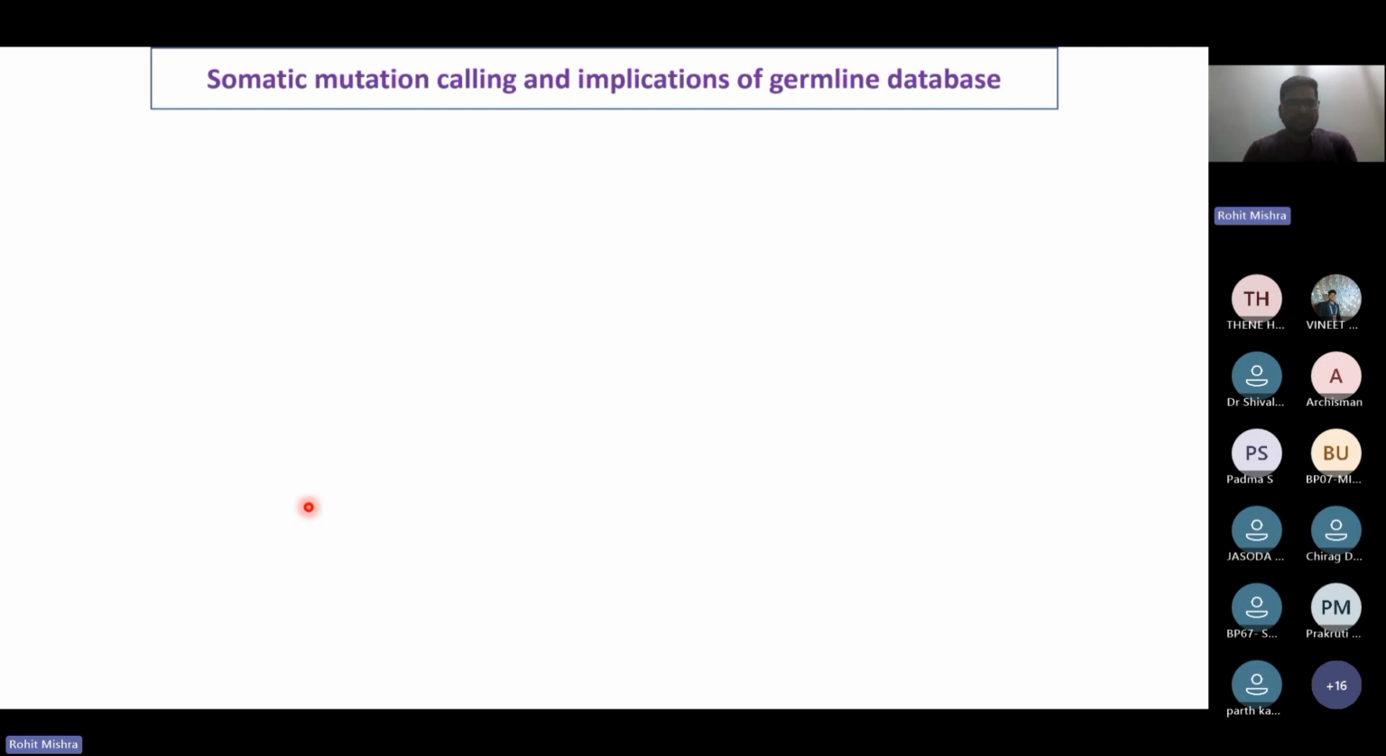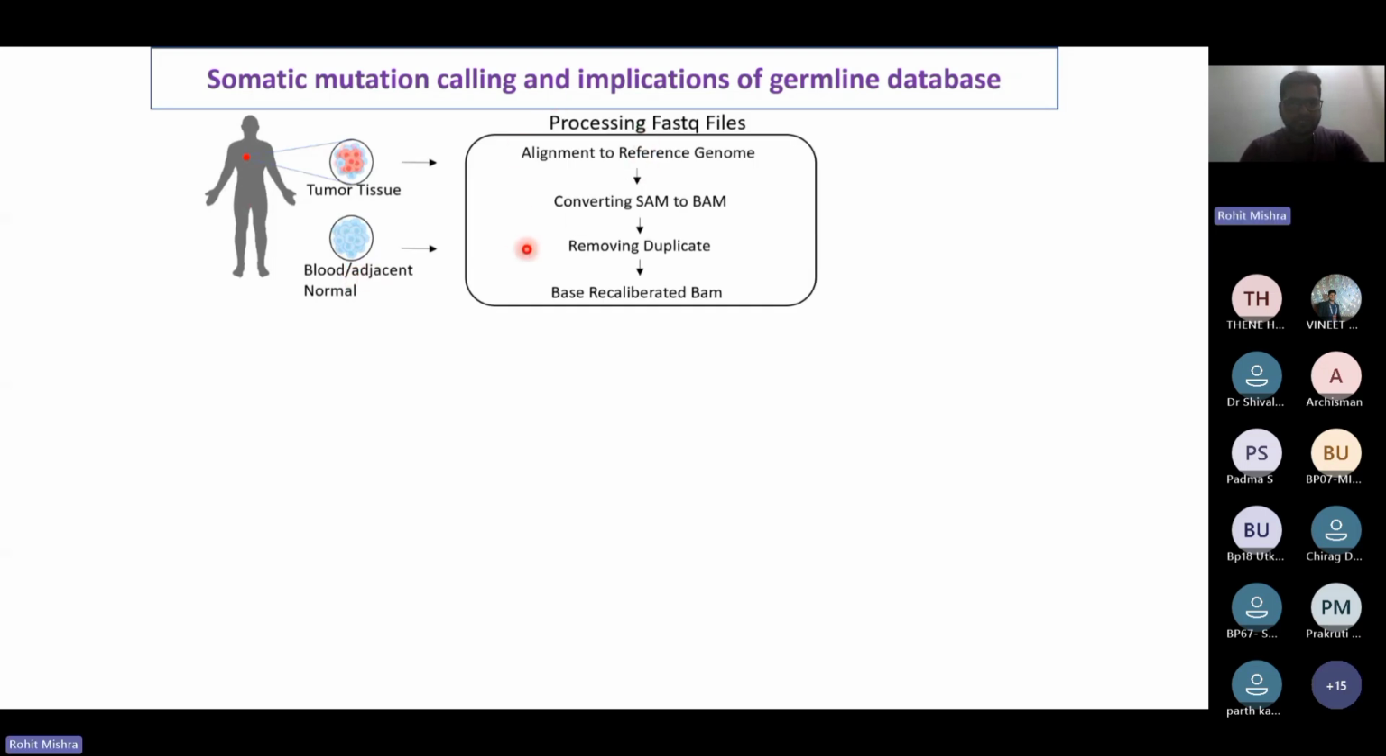Now what exactly we will see is how somatic mutation calling is done, and also the implication of germline databases. If we consider this to be a tumor patient, we collect tumor tissue from the cancer patient, and also we collect the blood or adjacent normal from the same patient. We process both the same way, we do the sequencing. A FASTQ file is generated.